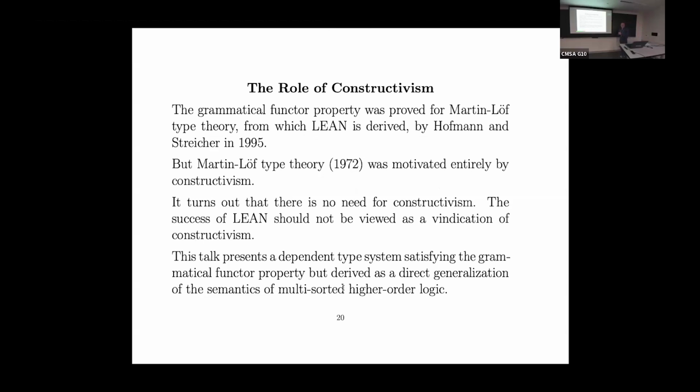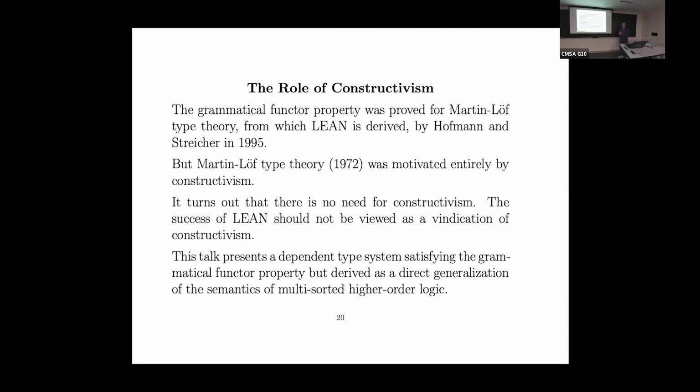So this grammatical functor property, what I'm calling this grammatical functor property, was proved from Martin-Löf type theory, from which Lean is derived, by Hofmann and Streicher in 1995. But Martin-Löf type theory goes back to 1972, right? And it was developed by Martin-Löf because of this constructive philosophy. It's the descendant of Brouwer and Heyting, and it's constructivism.